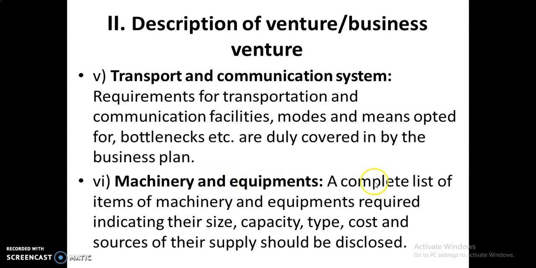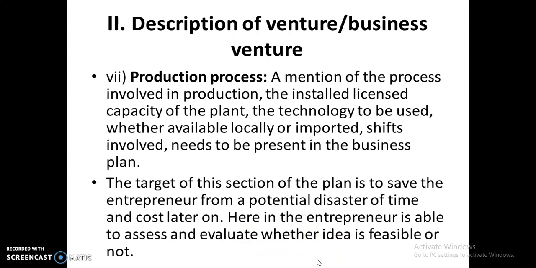And machinery and equipment. A complete list of items of machinery and equipment required, indicating their size, capacity, type, cost, and source of their supply should be disclosed. And the next you have production process. A mention of the process involved in production, the installed license capacity of the plant, the technology to be used, whether available locally or imported, shifts involved needs to be present in this business plan.